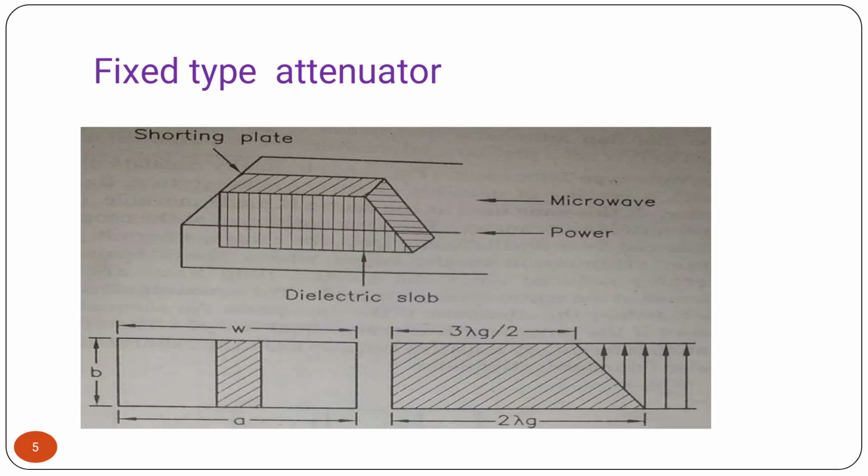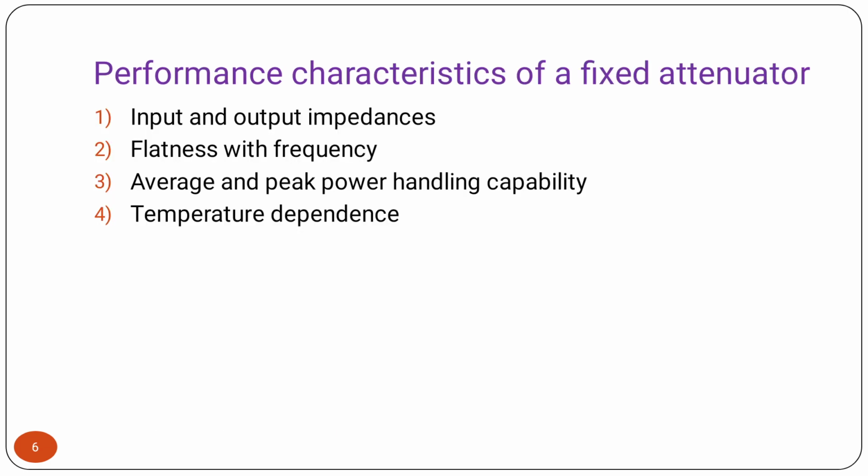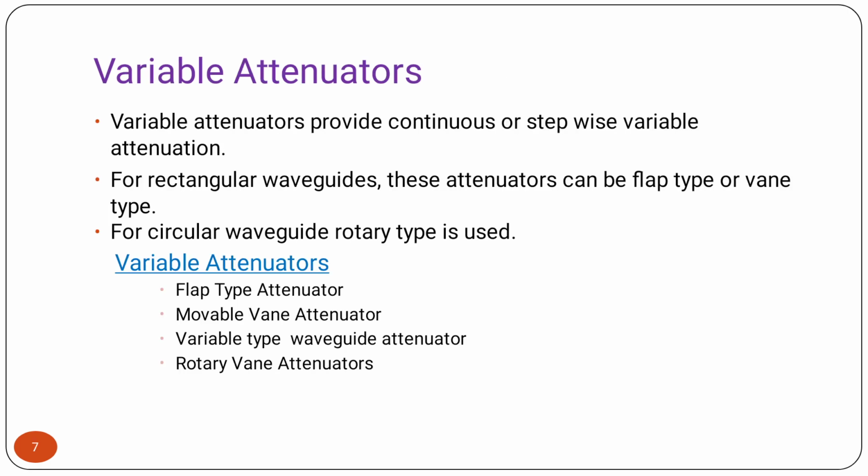In the fixed attenuator, there is a center and a shorting pole, microwave power is inserted, and W is the width. When this is inserted here, a dielectric slab will be there. Using that, we can study the performance characteristics of a fixed attenuator: input and output impedance, flatness with frequency, average and peak power handling capability, and temperature dependence.